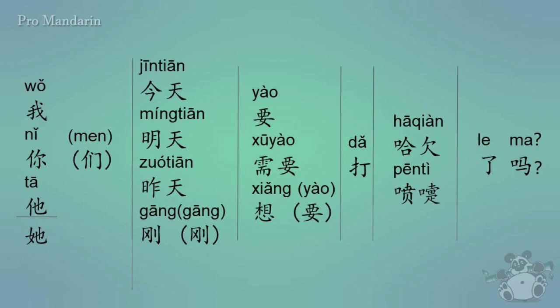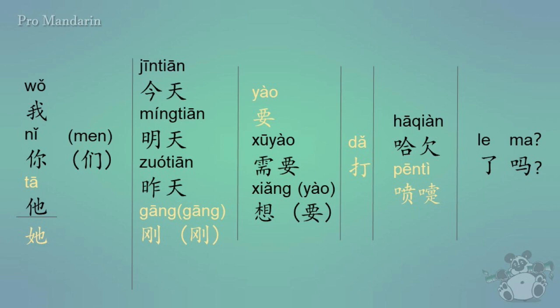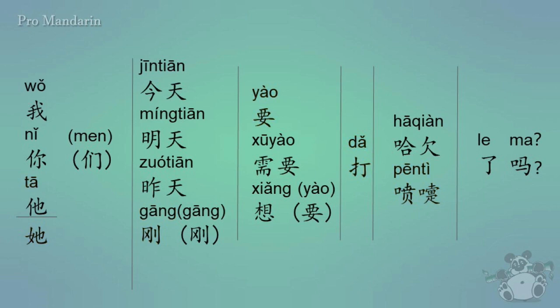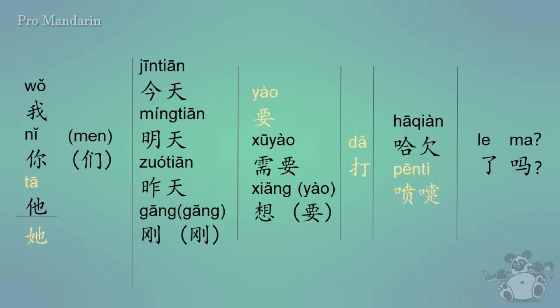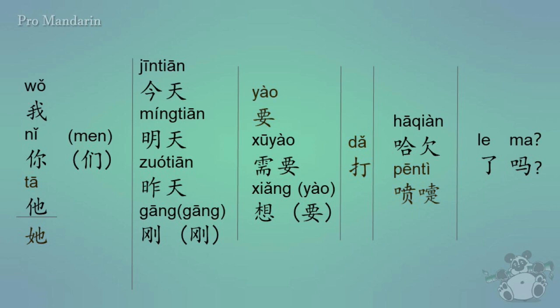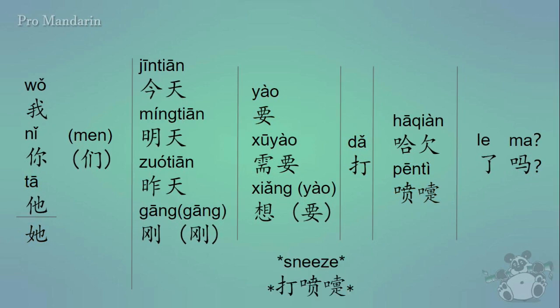Or she was gonna sneeze just now? 她刚刚要打喷嚏. Okay, so it's not something that had happened, so you're not going to use the le, right? Or alternatively, you can say 她刚要打喷嚏. Now, just for clarification, how would you say she wants to sneeze or she's gonna sneeze? 她要打喷嚏. All right, for the last two examples here, somebody just 打喷嚏 just now, okay?